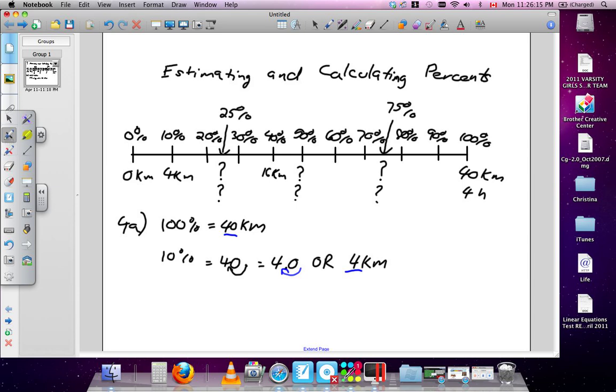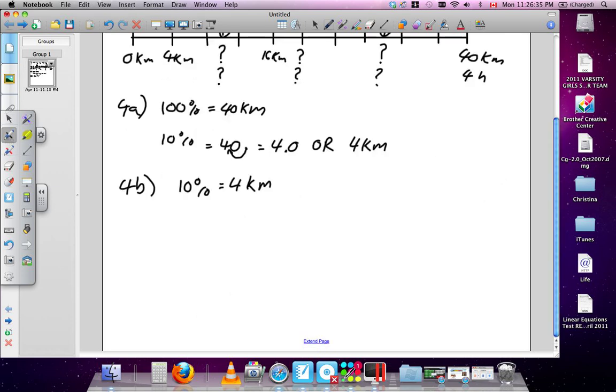The next question says, explain how to use 10% to determine 40%. So that's our 4B. Well, now that we have 10%, and we know 10% is equal to 4 kilometers, I can just keep going up and doubling my amount. So if I do 10% plus 10%, I'm going to have 20%. And what that means is, because I know 10% is 4 plus 4, I have 8 kilometers.